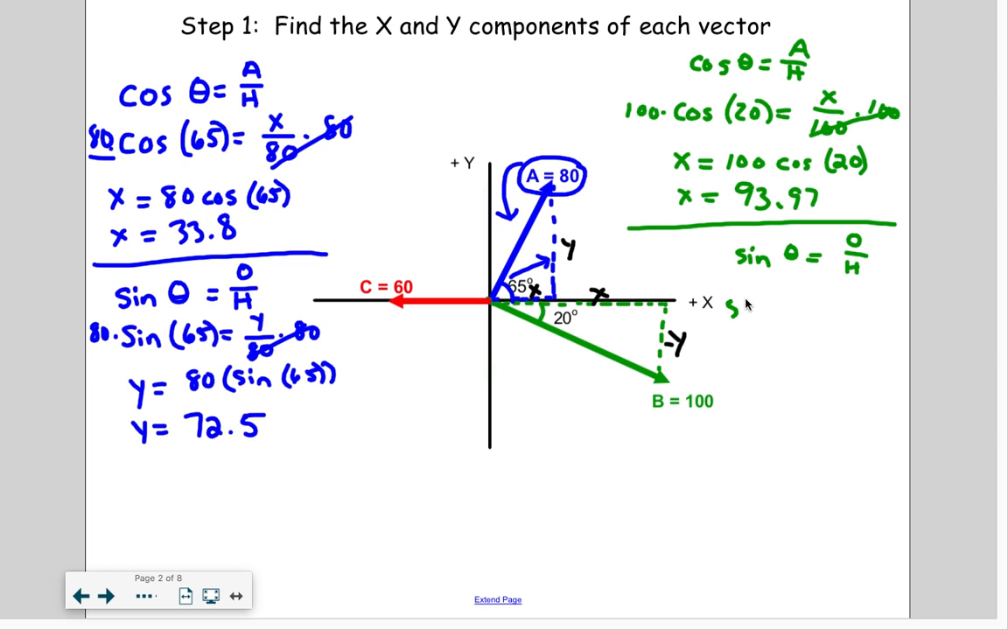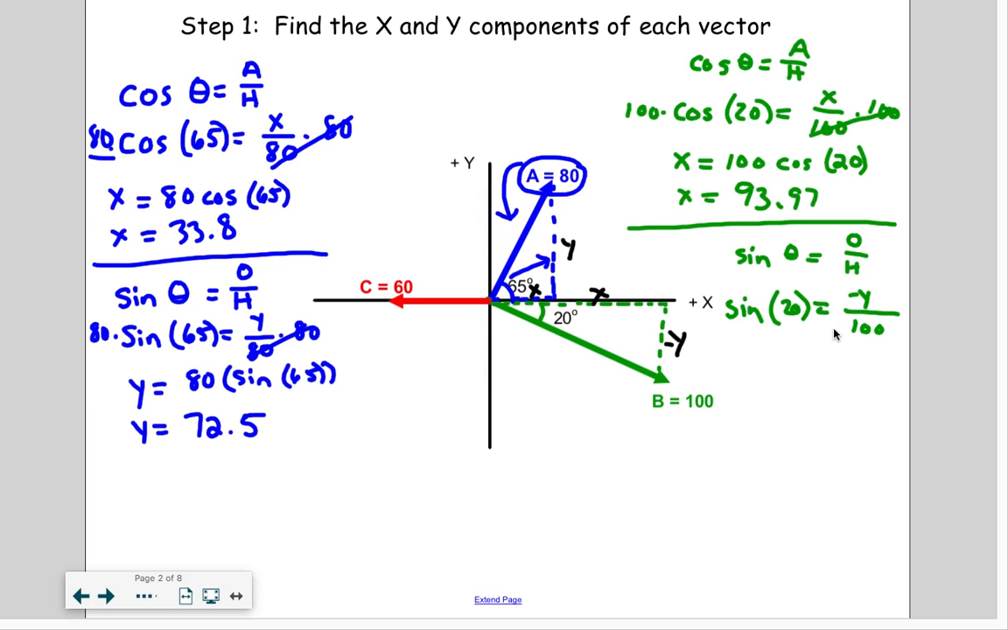And so I would write sine of 20 equals the opposite side, which is going to be my negative y. And you can leave the negative sign out for now if you wanted to and just put it in later. I'm just going to throw it in just so I have it, and the hypotenuse being 100.